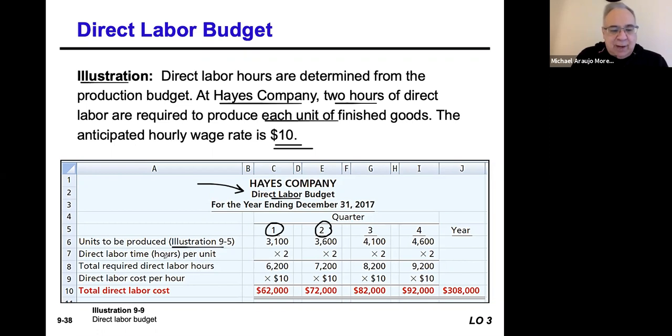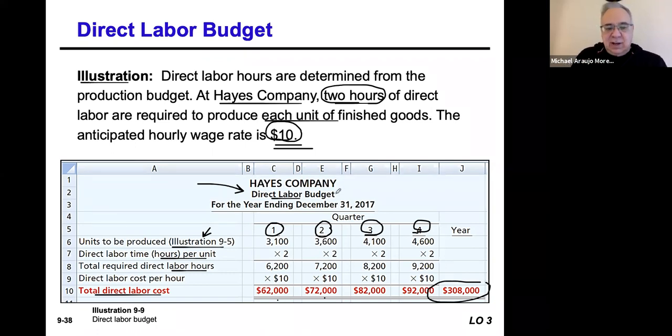We multiply that by the number of hours per unit, which is 2 hours of direct labor per unit. That gives us the total number of labor hours that are going to be required, and each of these labor hours is at $10. And so your direct labor costs are calculated in this way for each of the quarters. Again, all of this is based on your production budget, right? How much needs to be produced. So we have quite a lot of labor to budget for, $308,000 for the year in our direct labor budget. Illustration 9, important.